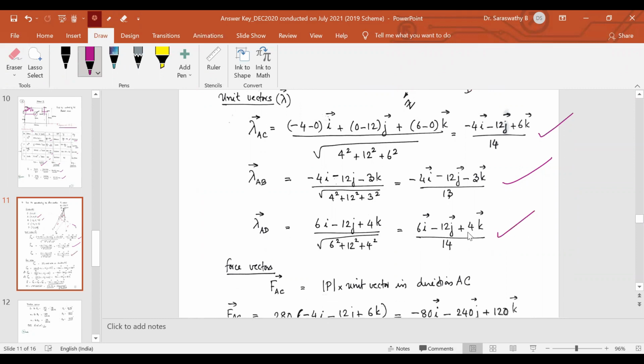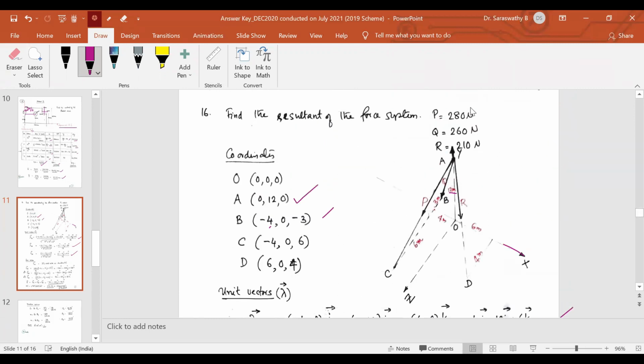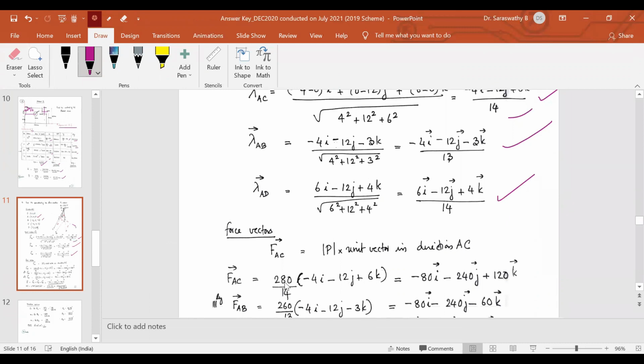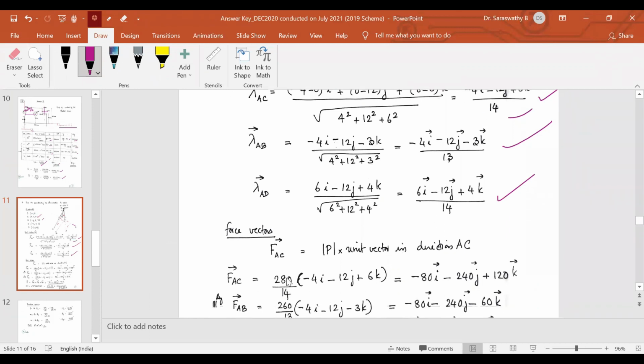Now the force vectors are nothing but the magnitude of force into the unit vector. The force vector in direction AC will be the magnitude of force into the unit vector in the direction of AC. The magnitude of force P is given as 280. So 280 into the unit vector, which is 4i minus 12j plus 6k by 14. So this gets cancelled: 20 into 4, 80i; 20 into 12, 240j; 20 into 6, 120k. So we'll get the force vector AC.